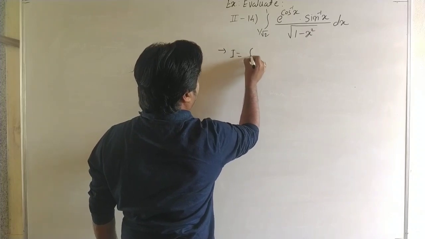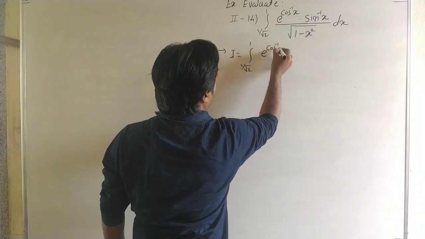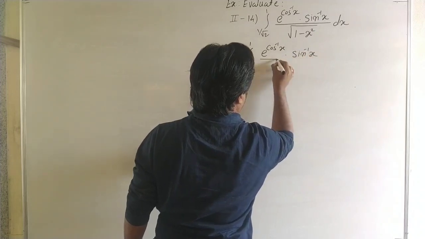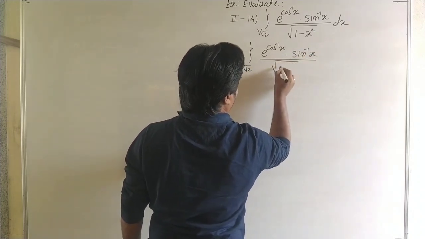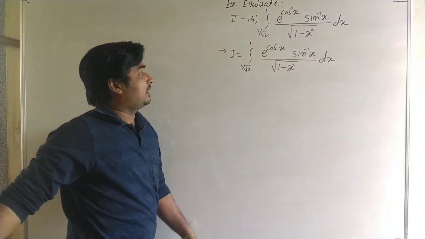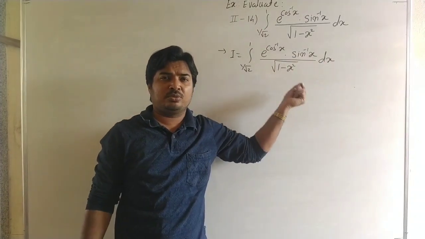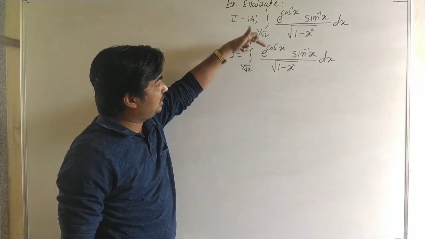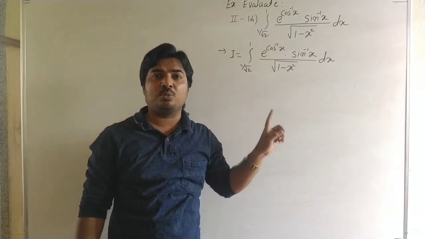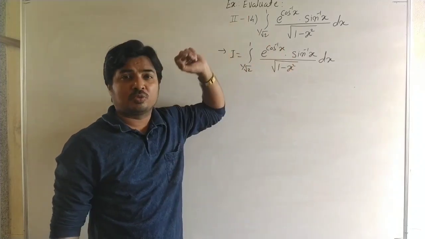Take the integral from 1 by root 2 to 1 of e raised to cos inverse x into sin inverse x upon under root 1 minus x square dx. See carefully this. Here 1 upon under root 1 minus x square dx is a derivative of sin inverse x, and it can also be written in the form of cos inverse x. The derivative of cos inverse x is minus 1 upon under root 1 minus x square. But here we put sin inverse or cos inverse.